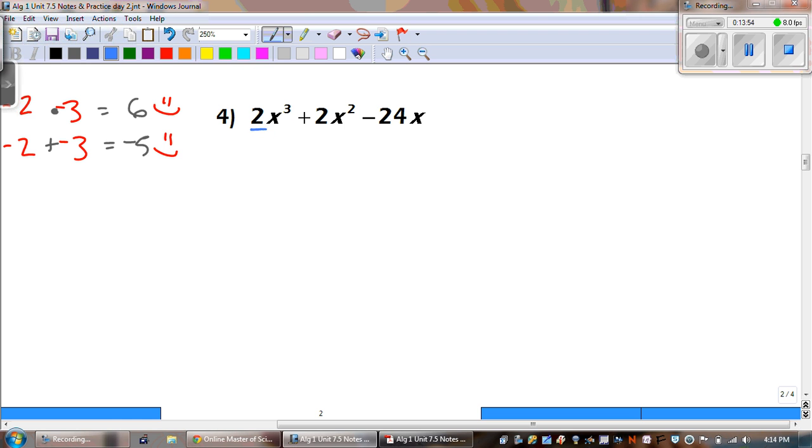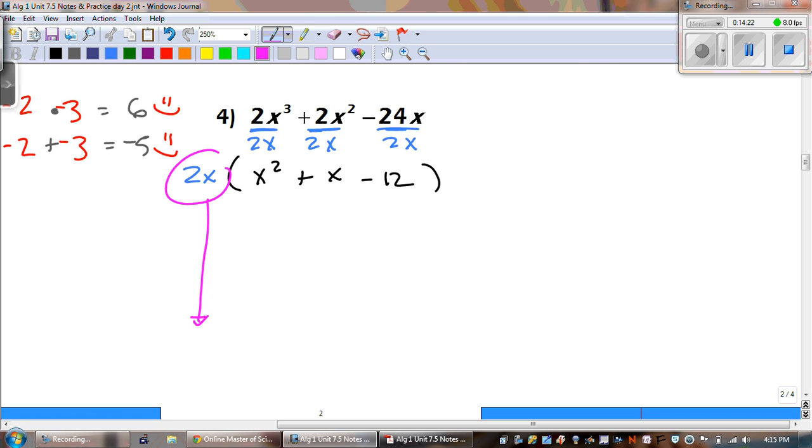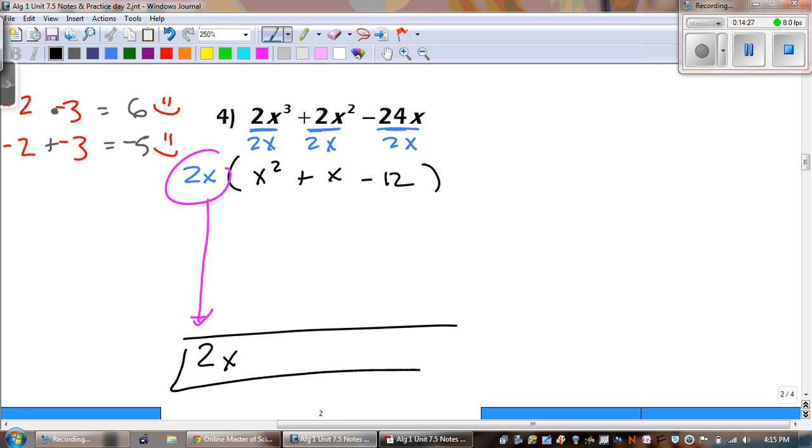So let's go ahead and factor out the GCF. All of our terms have an x, and we can also take out a 2. So the GCF comes out front, and our remainder is x squared plus x minus 12. Just so I don't forget about my 2x, I'm going to take that directly down into my answer.